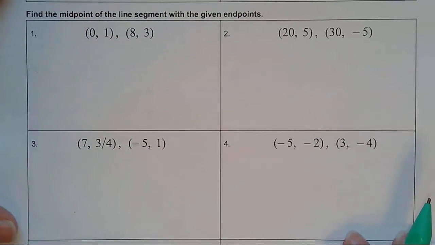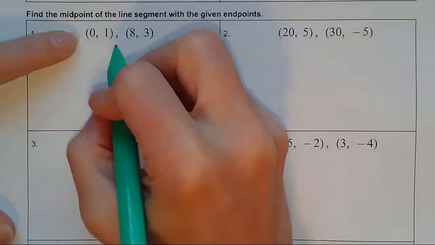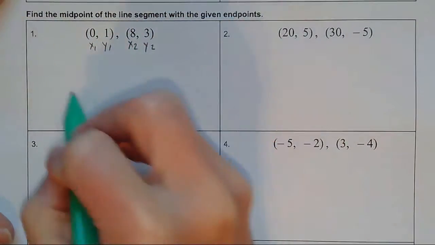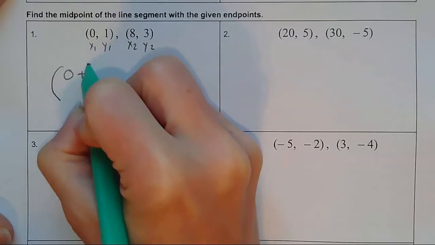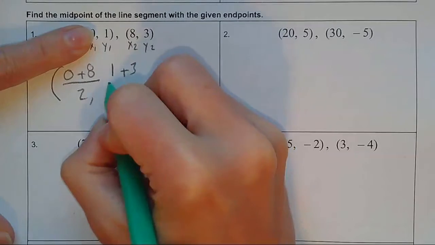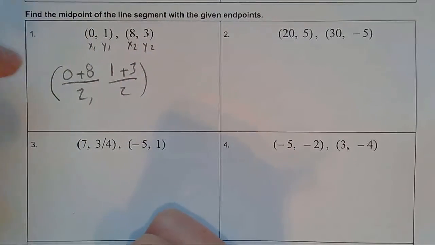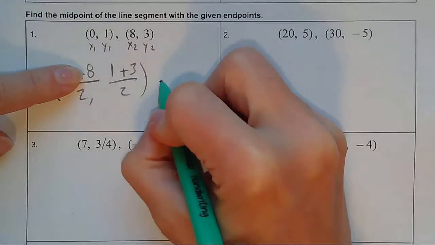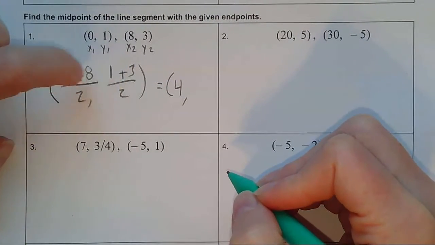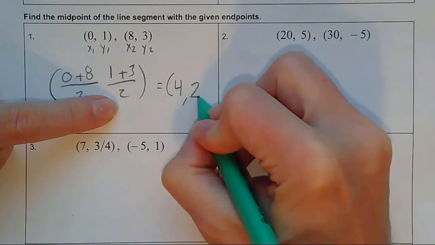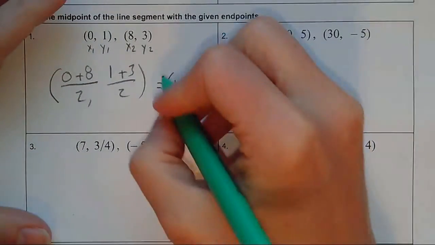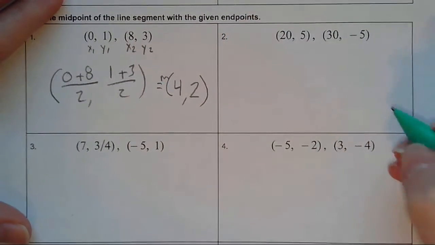All right, find the midpoint of the line segment with the given endpoints. Okay, x1, y1, x2, y2. I'm just going to add x1 plus x2, cut it in half. y1 plus y2, cut it in half. 0 plus 8 is 8. 8 divided by 2 is 4. 1 plus 3 is 4. 4 divided by 2 is 2. Just adding straight across the top and then dividing, and I'm done. And this is my midpoint. Okay?